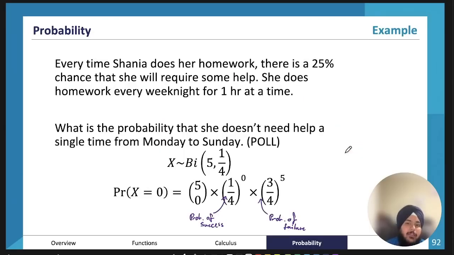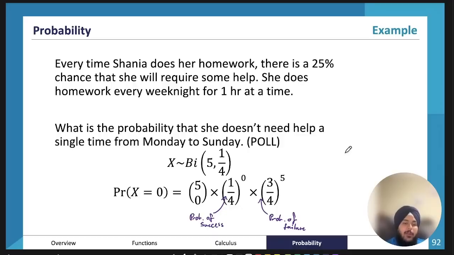So here's a quick example. Every time Shania does her homework, there is a 25% chance that she will require some help. She does homework every weeknight for 1 hour at a time. What is the probability that she doesn't need help a single time from Monday to Sunday? First of all, is this a binomial distribution or not? Yes, it is, because we only have 2 outcomes. She does need help or she doesn't need help. And is the probability the same every time? Yes. There's only a 25% chance every night that she needs help.